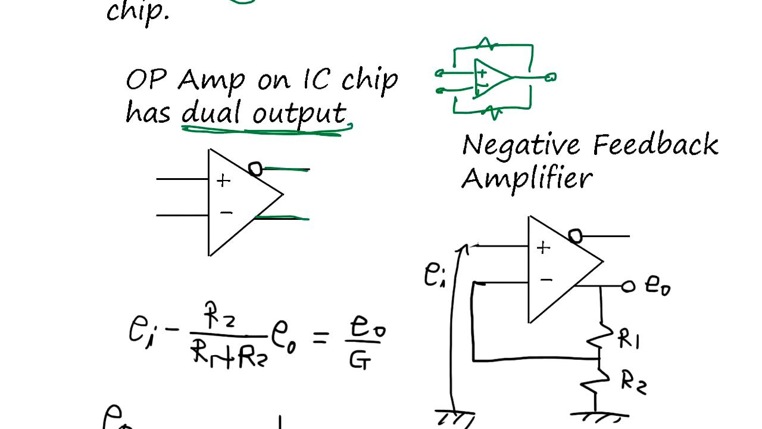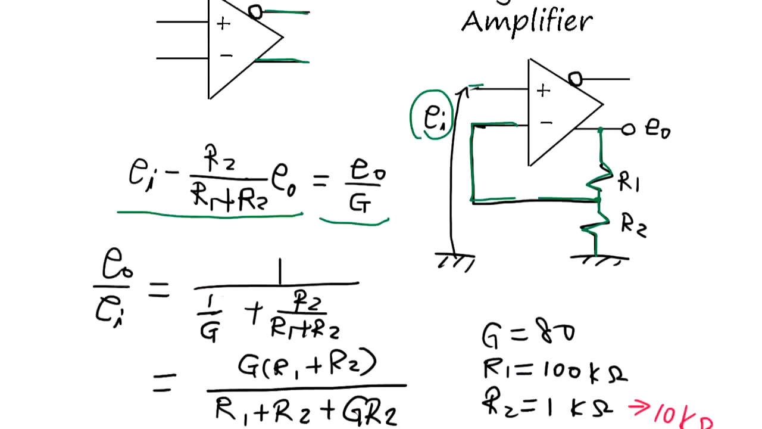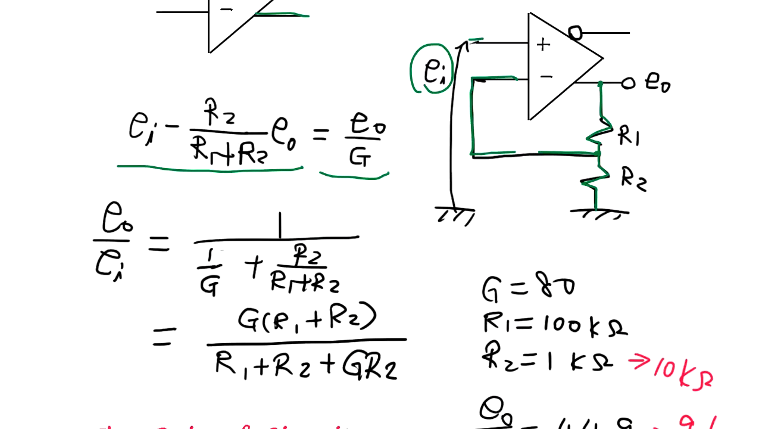For example, this is a negative feedback. The output, you divide the voltage by R1 and R2 and feed back negatively. Then it becomes a single input EI. The EI minus this will be E0 divided by gain. So the equation tells us that E0 over EI, the gain, is going to be given by this, right?